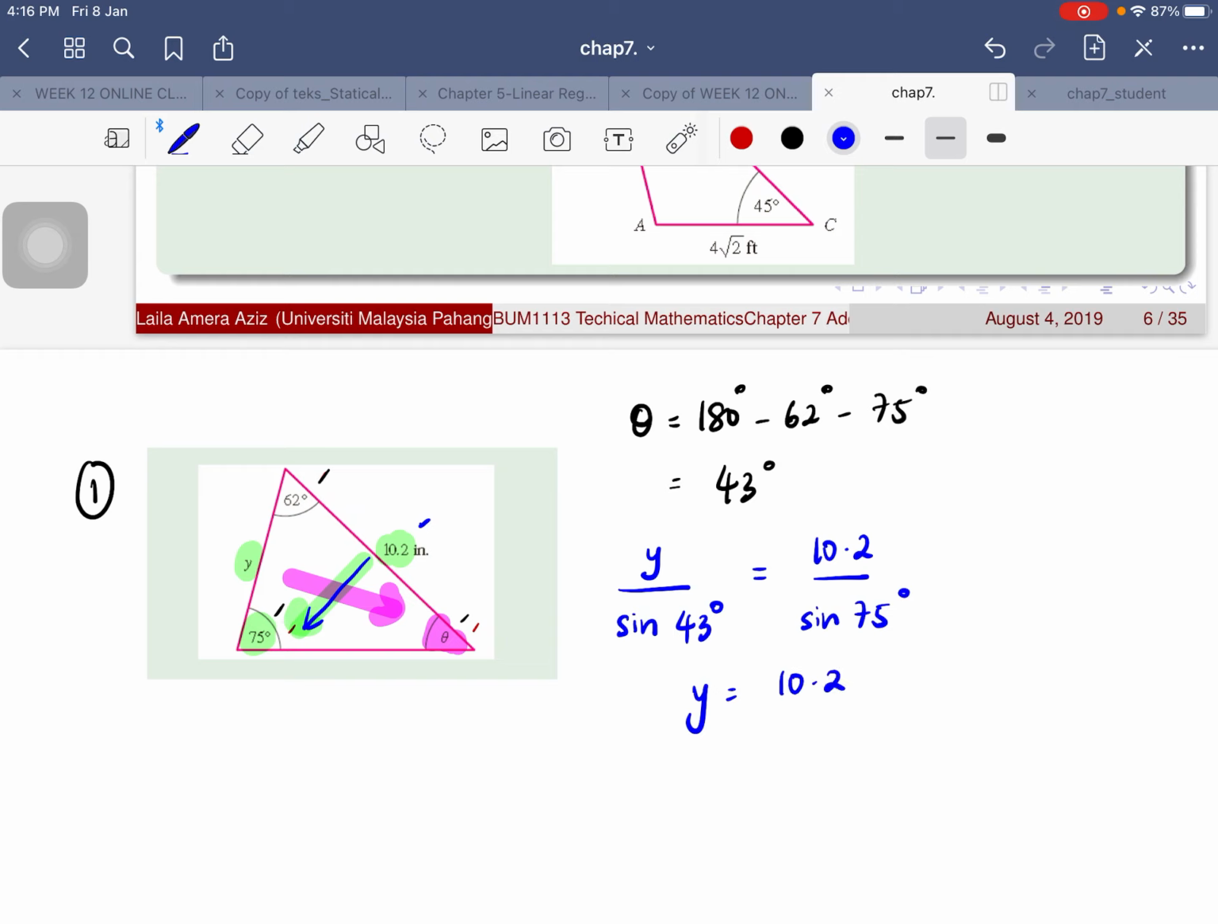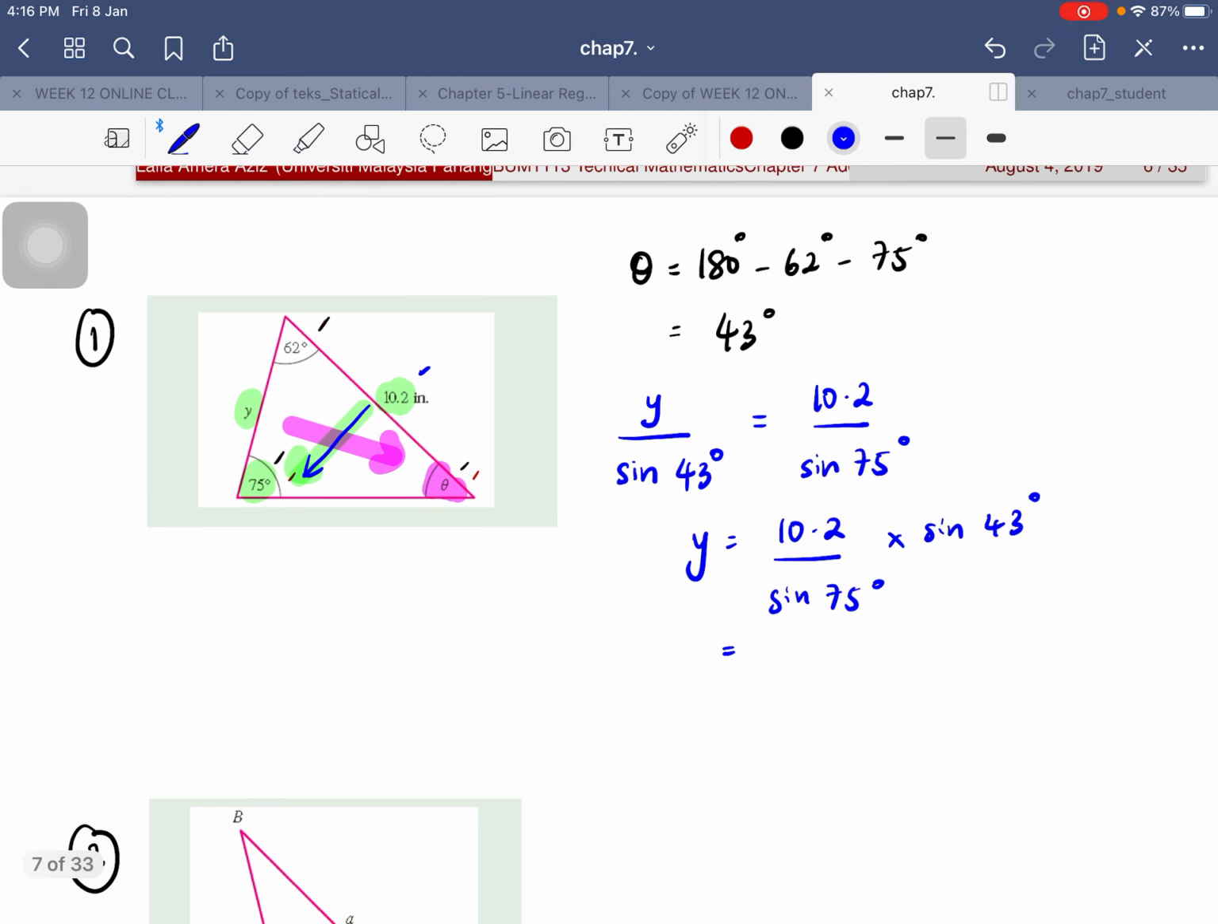So you're going to do an operation of 10.2 over sine of 75 degrees, multiplied by sine of 43 degrees. And please remember, before you start your calculation, because this is in degree units, make sure that your calculator is in degree mode. So I'm going to have 10.2 multiplied by sine 43, divided by sine 75. That is going to give us a value of 7.20. So let's take 7.2.